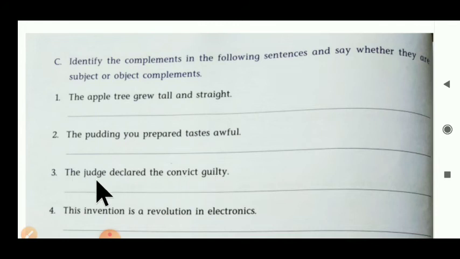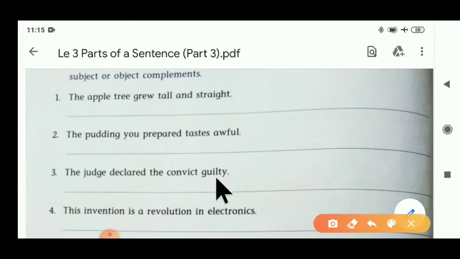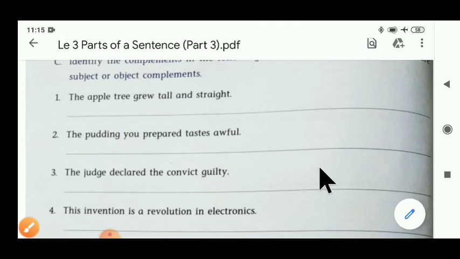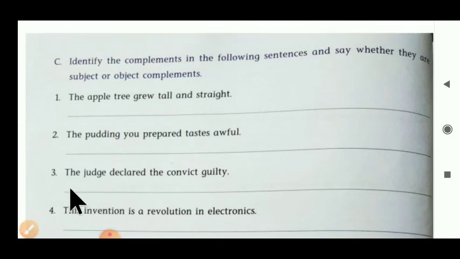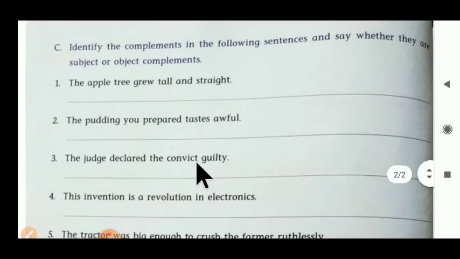Here the judge is the subject of that sentence, and declared is the verb. The convict is the object here, and guilty is a complement. It is used to describe the object, the convict. So it becomes an object complement. So the answer is guilty, object complement. Can you understand now? Now we have to discuss the fourth sentence.